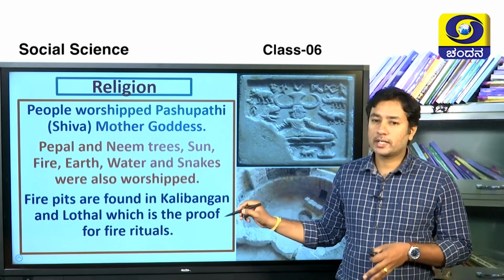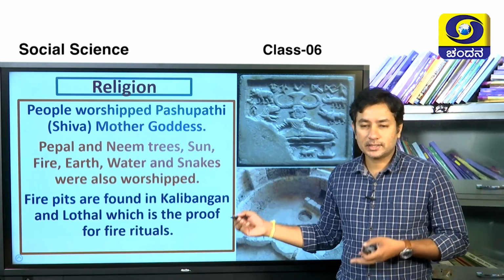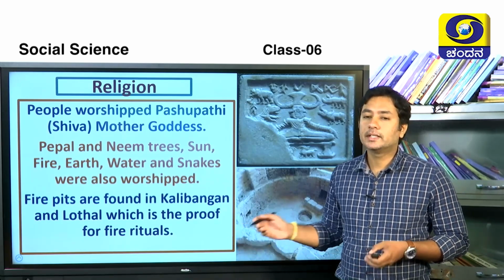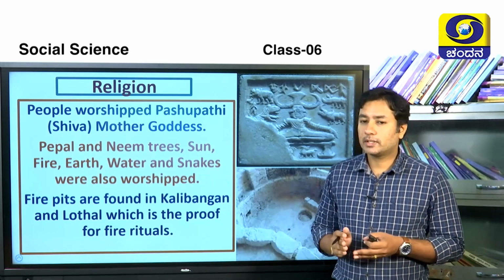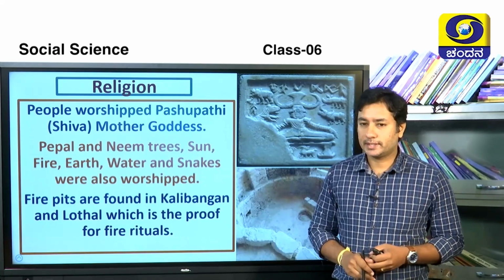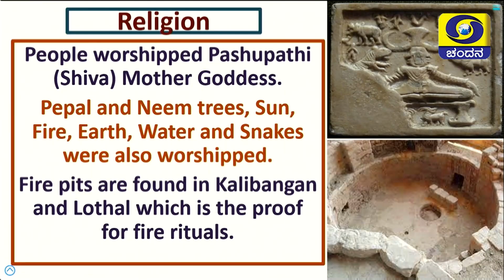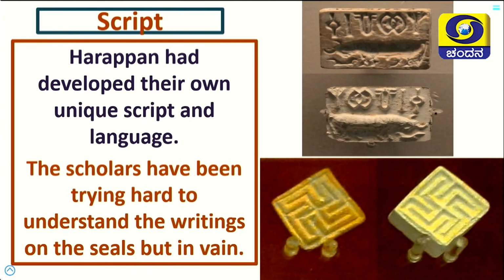Fire pits are found in Kalibangan. It is just like modern day Yagnakundas. So it shows that they were using these for ritual purposes, I think. The first one is Lord Pashupati. The second picture is the Yagnakunda or fire pit. The next one, the scripts.